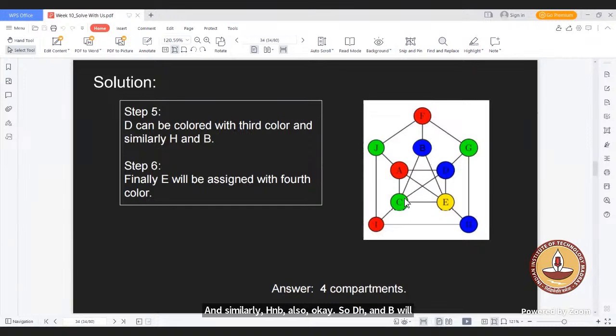B is connected with C, therefore it has the color blue, and G is connected with D, it has the color blue. And D is connected with H, which has the color blue. But E can't have the color blue because it is directly connected with D. So E should have a separate color. From this graph, you can clearly see that a total of 4 colors are required to color this graph, so that no two adjacent vertices have the same color. Okay.